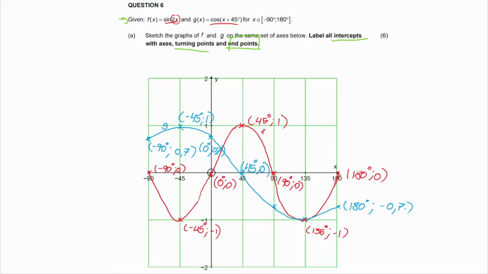Anything I'm forgetting for the blue graph? No. Okay, so this is 6 marks. Easy 6 marks. You can literally use the table. You literally connect the dots and then just label the points. Don't forget the endpoints. So relatively easy 6 marks.